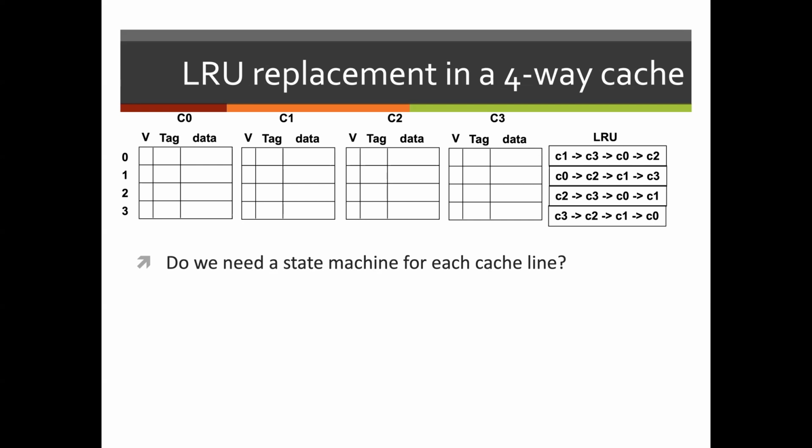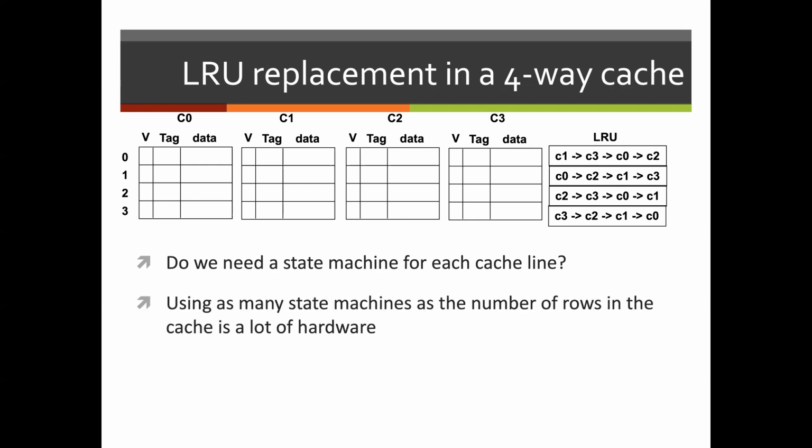So will we need a state machine for this? We'll need as many state machines as the number of rows in the cache, and that is going to represent a lot of hardware. Each state machine has 4 factorial states, which results in a 5-bit state register that we'll need to use to encode the 24 possible states for our ordering vector.